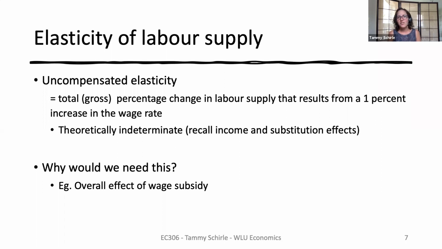We start with defining an uncompensated elasticity of labor supply. This is the percentage change in labor supply that results from a 1% increase in the wage rate. Now recall here that there are both income and substitution effects at play, so we don't know if this elasticity will be positive or negative. Why would we want this elasticity? Consider a policymaker proposing a wage subsidy, so that every hour a person works, they'll get a boost to their wage. To decide if it's worthwhile, they'd want to know how much more people will end up working.